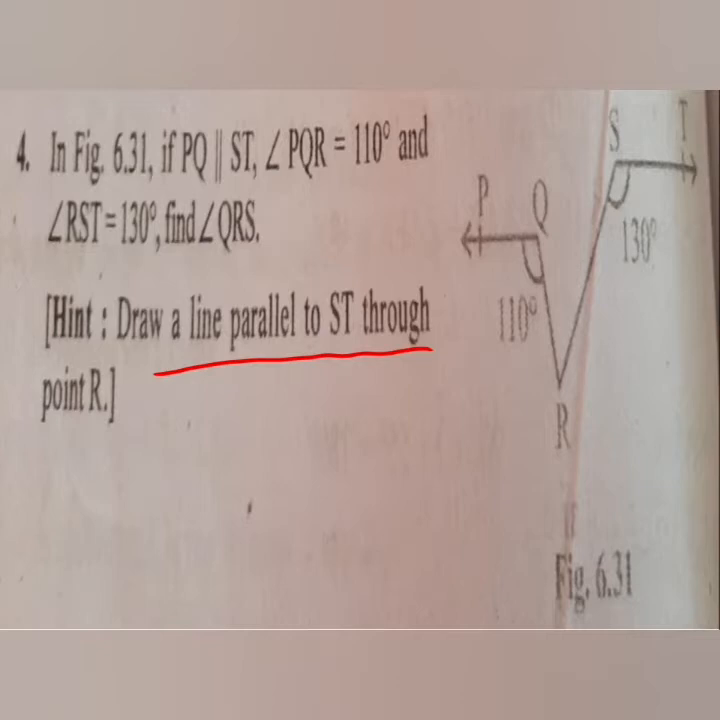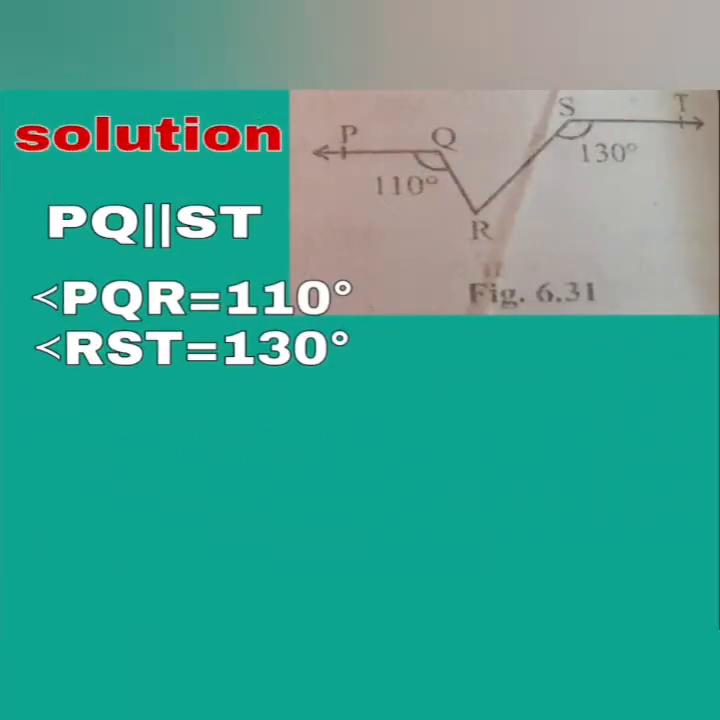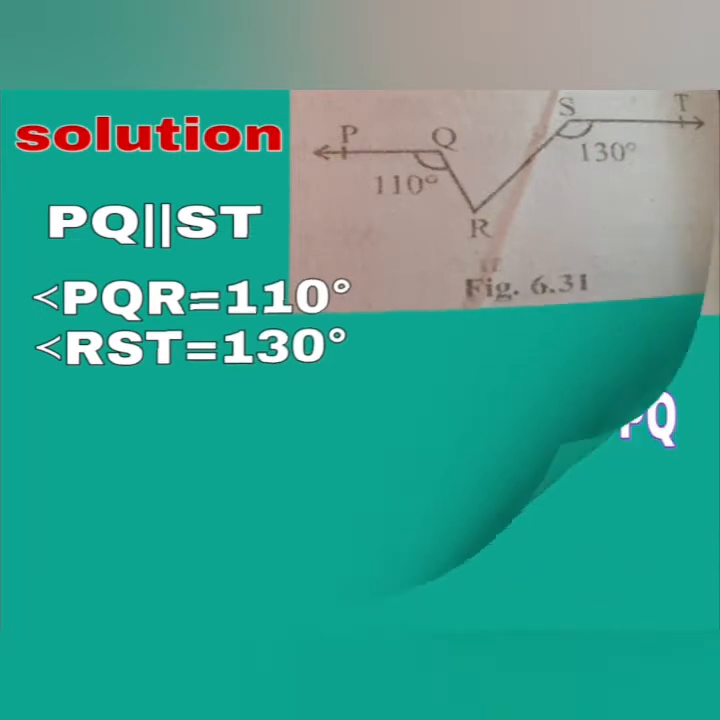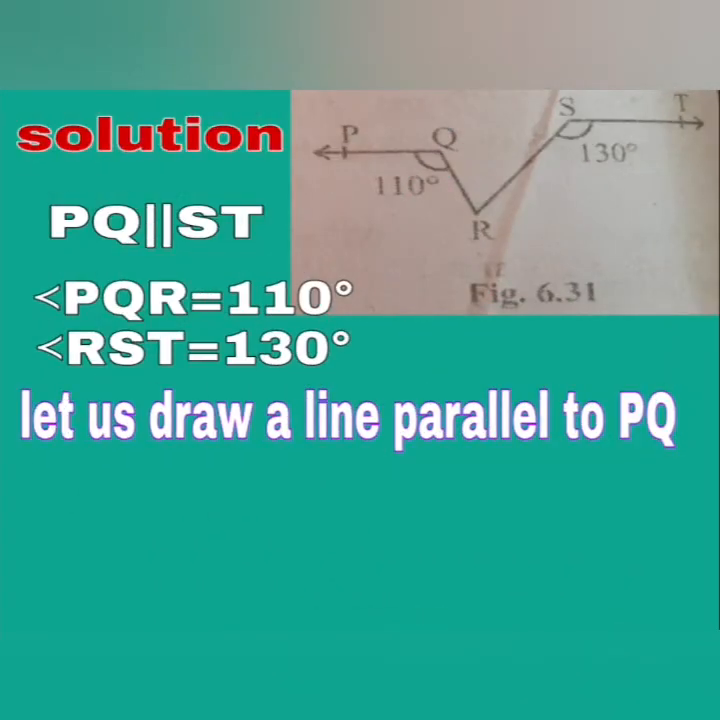Before seeing the solution, let's check what is given. This is the figure. Here in the figure it is given that the PQ line and this ST line are parallel to each other, and angle PQR is equal to 110 degrees and angle TSR is equal to 130 degrees. So that is given in the question. In the next part of the solution we are going to use the hint which is given and solve our question.